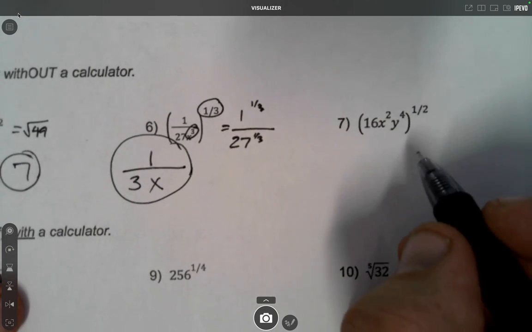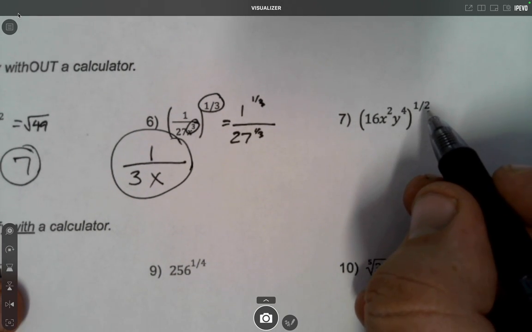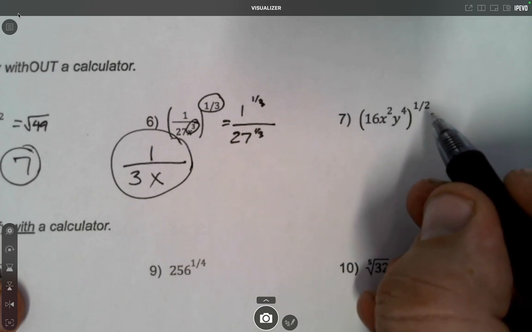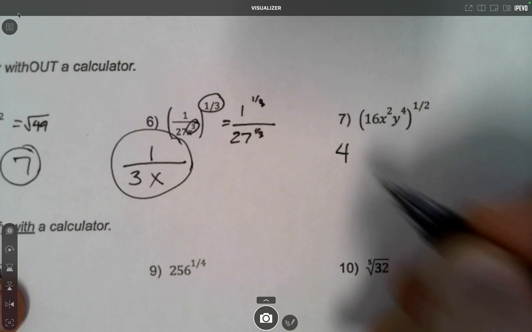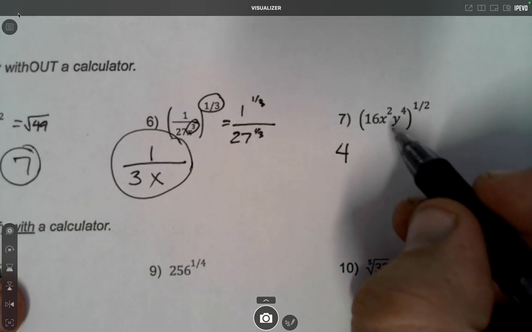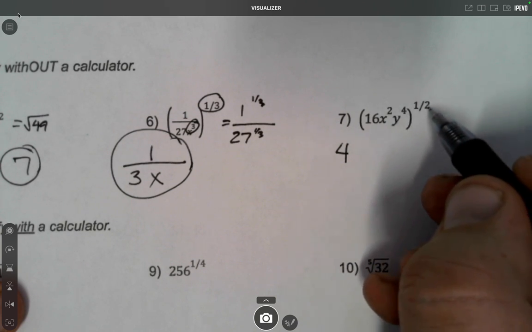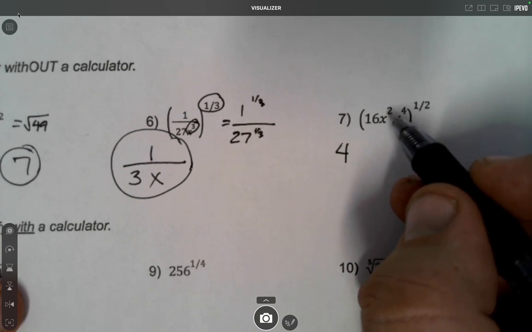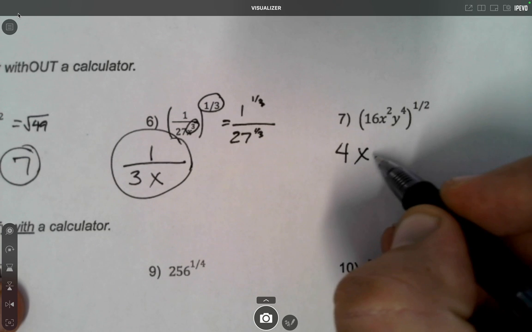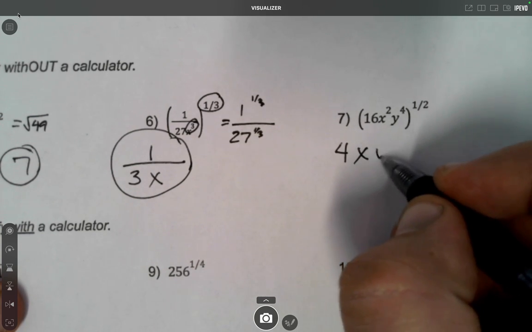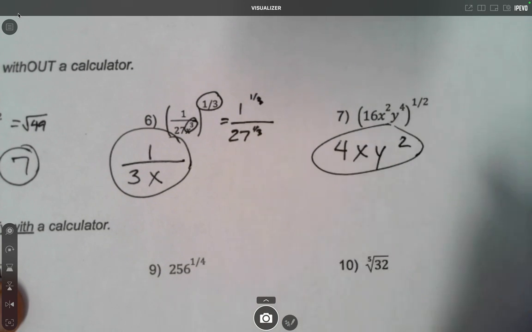Here on number 7, we need to apply this 1/2 exponent to everything inside. So 16 to the 1/2 is the same as the square root of 16, which is 4. But here we apply the property that says if we have an exponent raised to an exponent, we multiply them. 2 times 1/2 is 1, so x to the first. 4 times 1/2 is 2, so it's y squared.